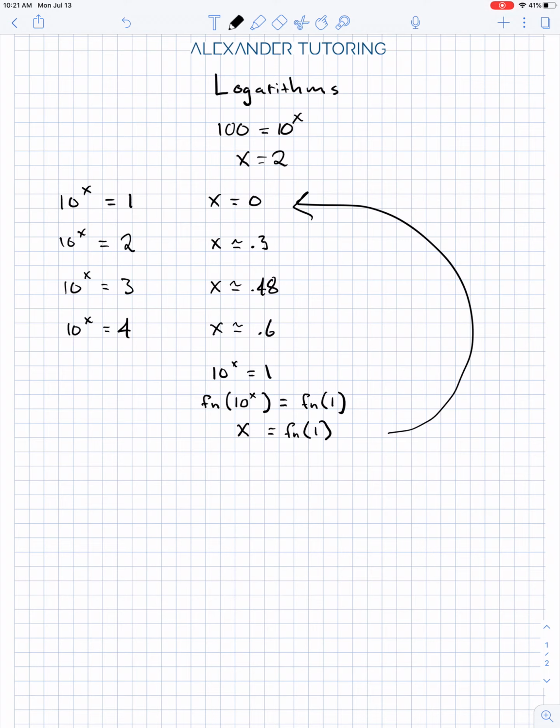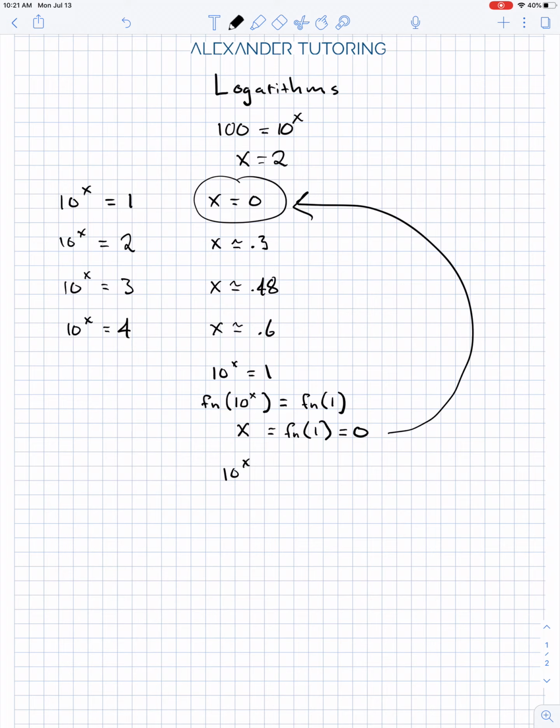So we know that whatever this function is, when a 1 gets plugged in, a 0 comes out, because x equals f of 1. And remember, up here we figured out what x is already. It is 0. Okay, let's look at the second equation.